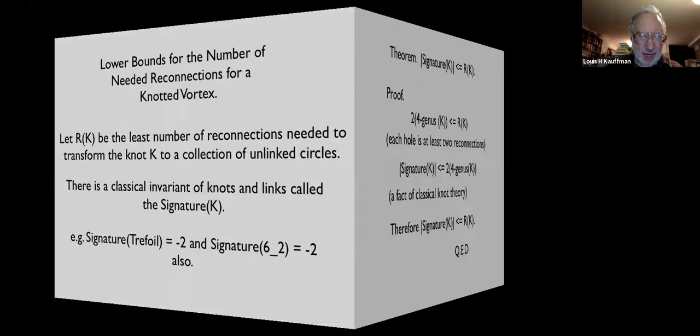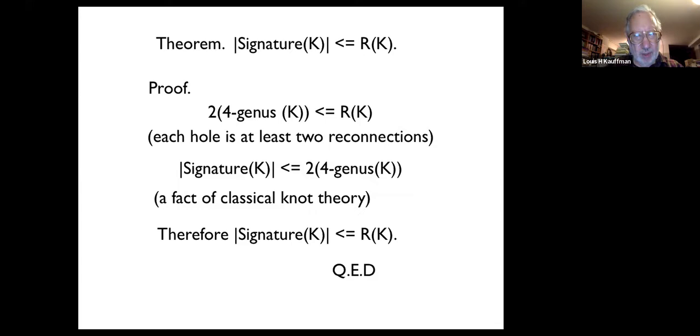What's the situation? Situation is this. We know from Murasugi's work long ago that the signature of the knot is less than or equal to 2 times the four-ball genus, the least genus of a surface bounding the knot in the four-ball. So if you believe Murasugi's theorem, we know that twice the genus is less than or equal to the reconnection number. That's what we remarked before. Every hole could be at least two reconnections. So therefore, the signature is less than twice the genus, which is less than or equal to the reconnection number. So the absolute value of the signature of the knot is a lower bound on the reconnection number. There's an easy classical one.